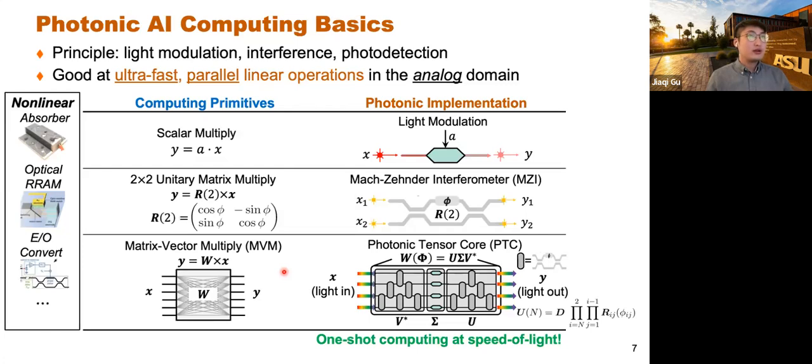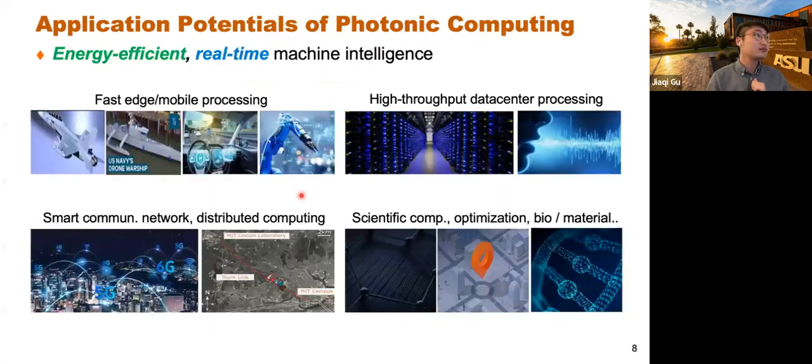Not only do we have ultrafast parallel linear operations in the analog domain, optics can also do nonlinear activation functions. For example, we can use saturable absorbers, optical RF materials, and electrical-optical conversion to create certain nonlinear activation functions. With ultrafast linear operation and nonlinear activation, we can build hardware called an optical neural network, or ONN.